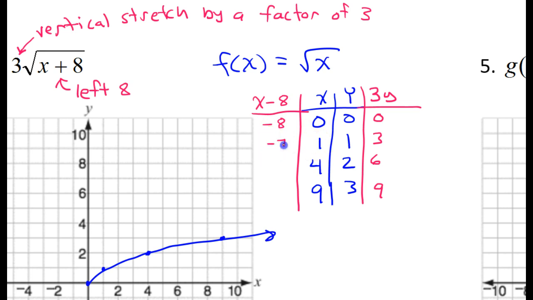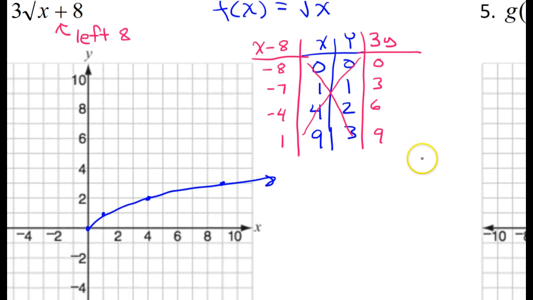1 minus 8 is negative 7. 4 minus 8 is negative 4. And 9 minus 8 is 1. So these are my new x values and these are my new y values. So we can throw out the old y values, and these will be the new xy values.